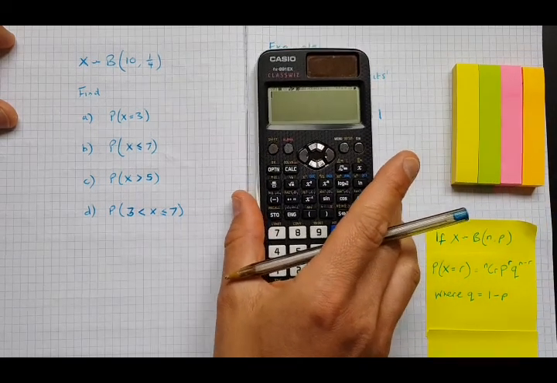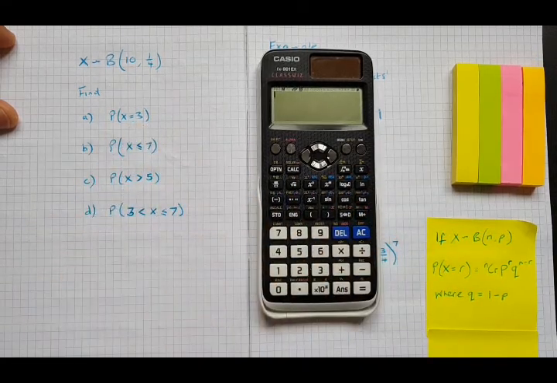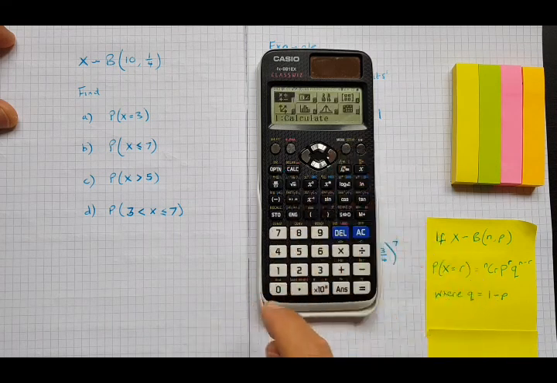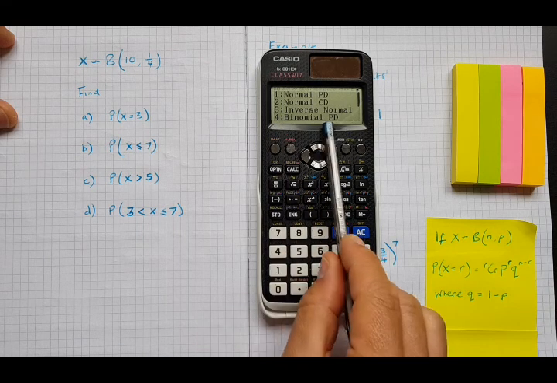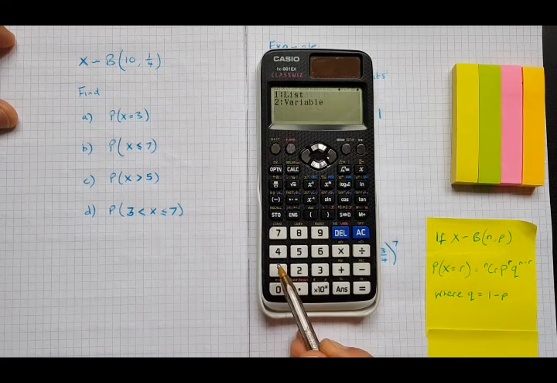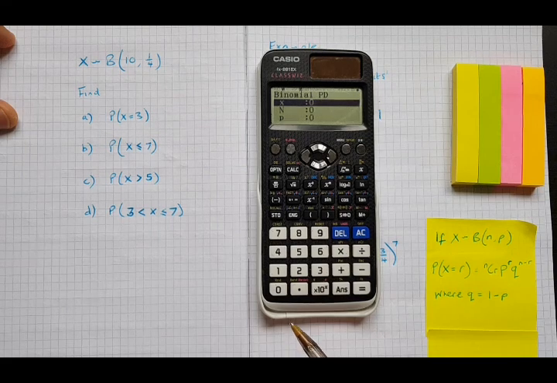If we want to find just a fixed value here for the amount of successes, then we can use our binomial probability distribution on our calculator. To get there, we just need to press menu, number 7, and then number 4 here, binomial PD, probability distribution. And the easiest thing here to do is press number 2, variable. And we're just asked for 3 values, and that's all we need to tell our calculator.